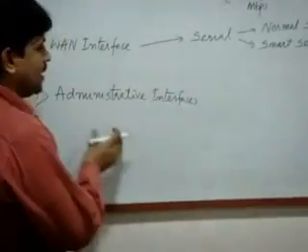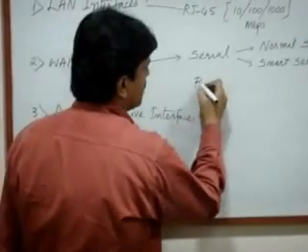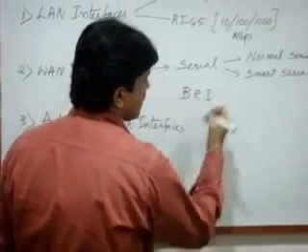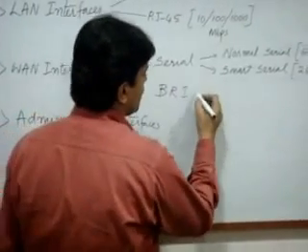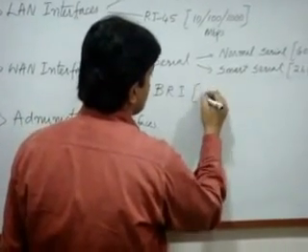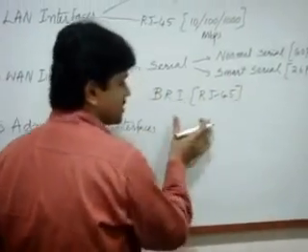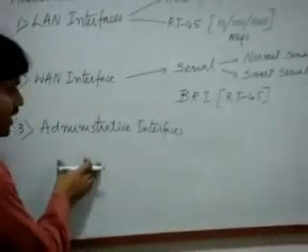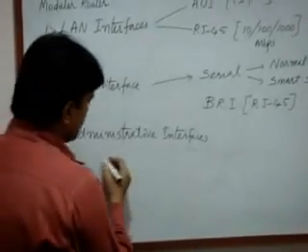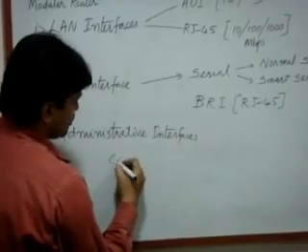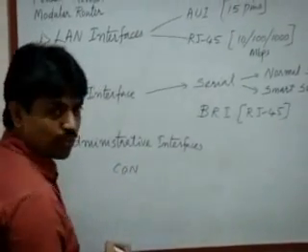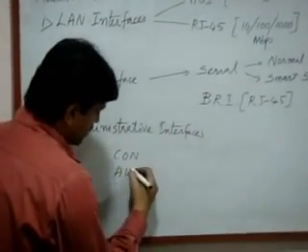Then we have one more WAN interface, BRI, basic rate interface. This is basically for ISDN lines, and this BRI is an RJ45 port for ISDN lines. And next we have administrative interfaces. There are two types of administrative interfaces: one is the console port and the other is the auxiliary port.